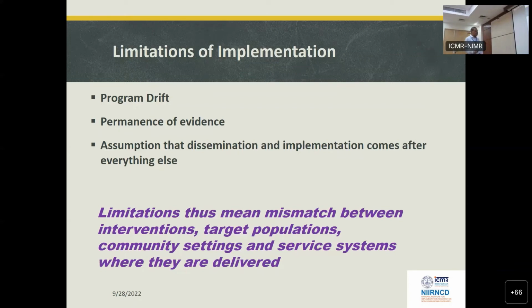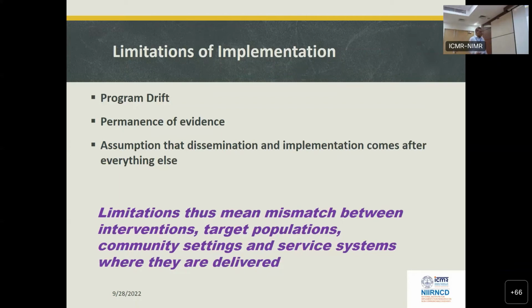And there is the assumption that dissemination and implementation come after everything else. No. Implementation and dissemination go hand in hand. You have to implement and you have to disseminate information also, so that whenever changes are required, they can be immediately brought on board. Otherwise, the process gets delayed, falls into a loop, and will never come out of that.